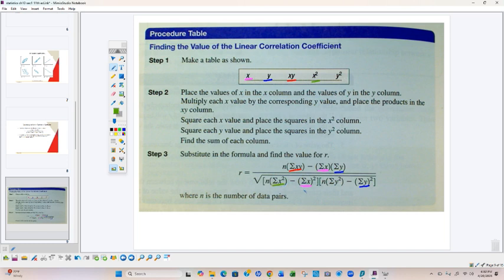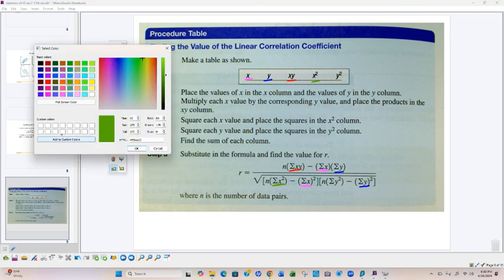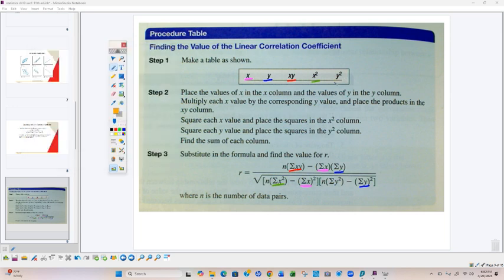I want you to notice the difference here. This is the sum of the x's, then you square it. This is the sum of the x squared column. See the difference there? So be careful. And let's do this last one in orange. I'll probably get the colors wrong on the next page, but that's okay. I won't stick with the same colors. So the sum of the y squared column goes here. Notice this is the sum of the y's and then you square it. This is the sum of the y squared.